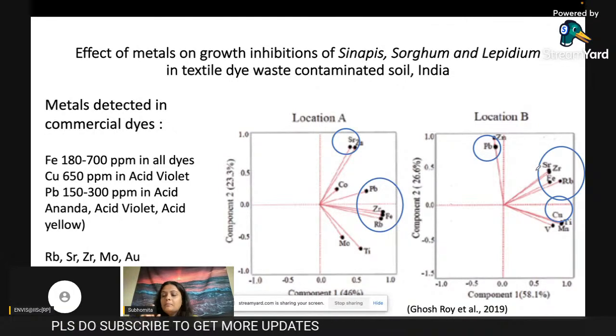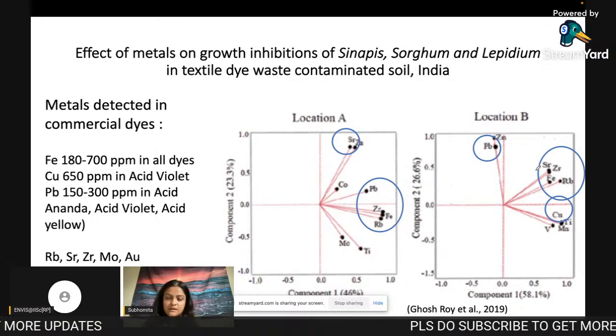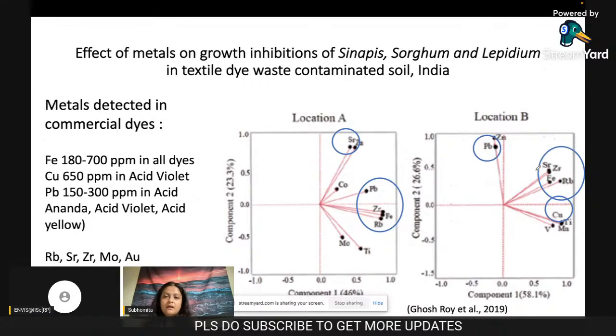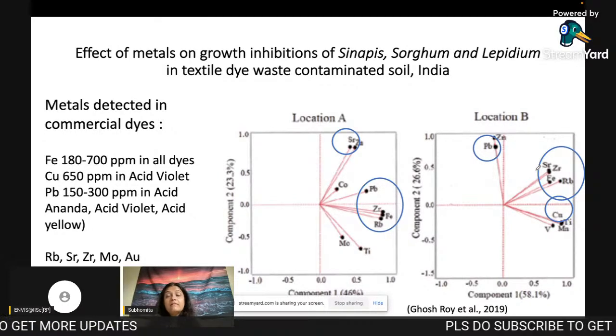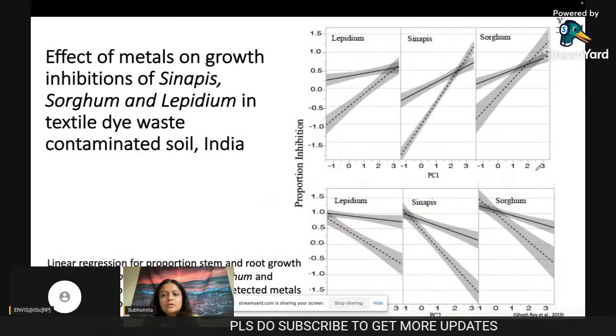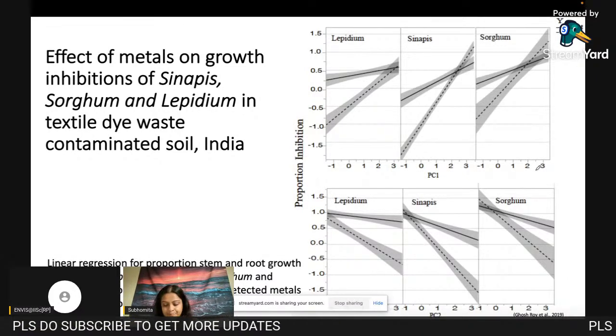But this does not necessarily mean that the only source of these metals in these soils is the dyes, because metals are present in soils naturally also. But it is possible there is some contamination because they have been heavily dumped historically over a long time. So these are the results from the location B area.